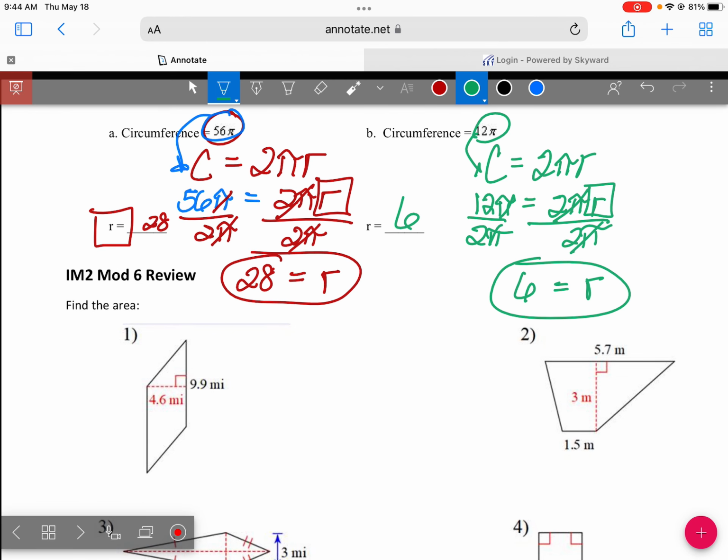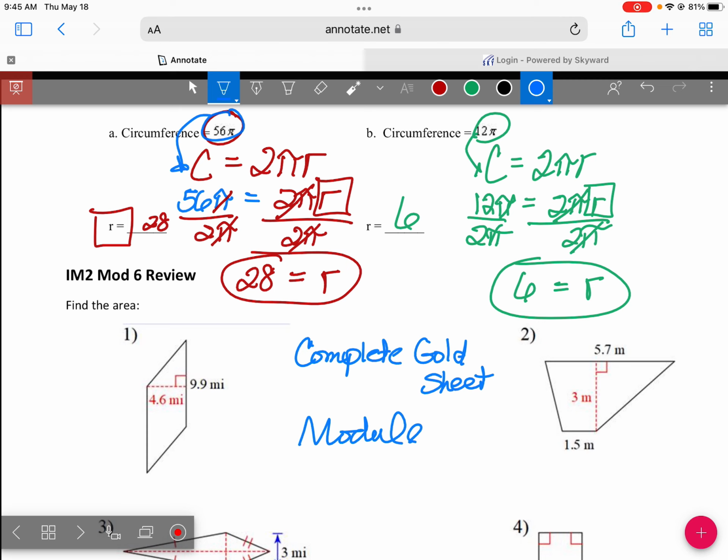Your homework tonight, especially if you have accommodations, is to work to complete the gold sheet. Fill in that gold sheet and look over Module 6, which is the next section right here.